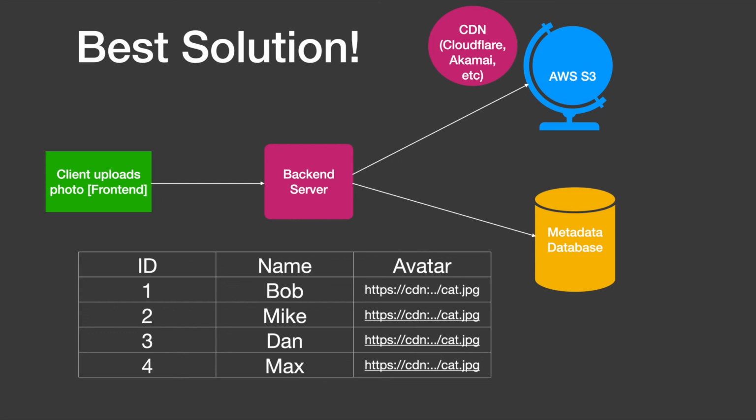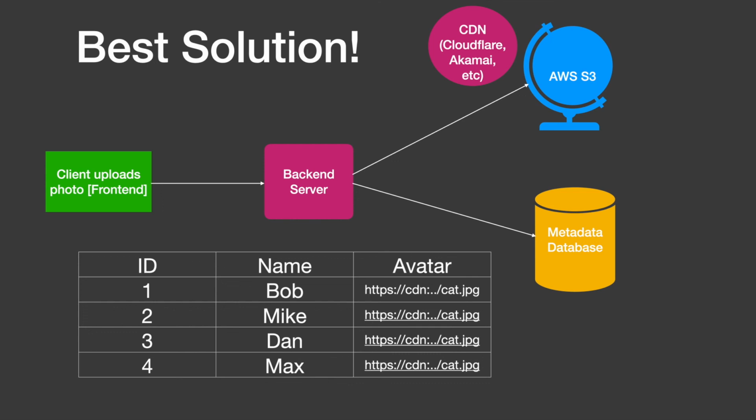What S3 does is store the photo and work with the CDN, Cloudflare or Akamai, to decide whether to put the photo in the cache or not. If it's a photo that is going to be accessed very frequently, it's going to put it in the cache. And then once it puts it in the CDN, it's going to give your backend a CDN URL back. You're going to store this URL in your database table.